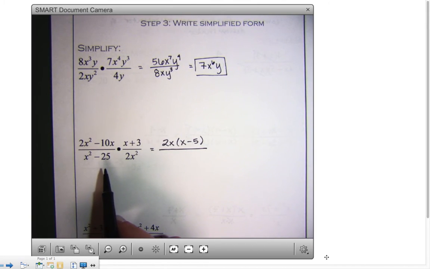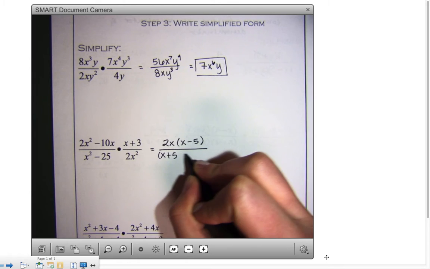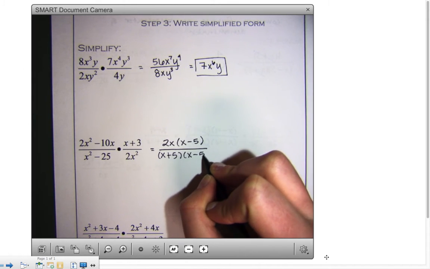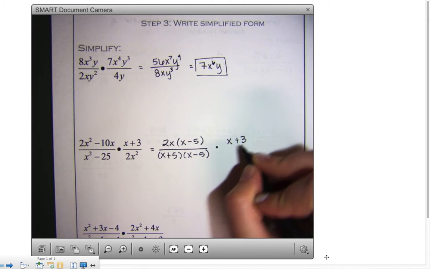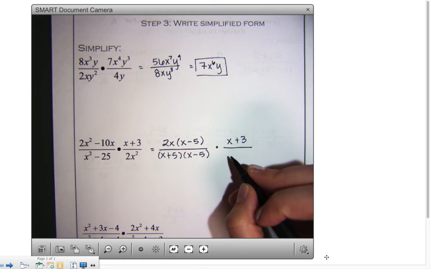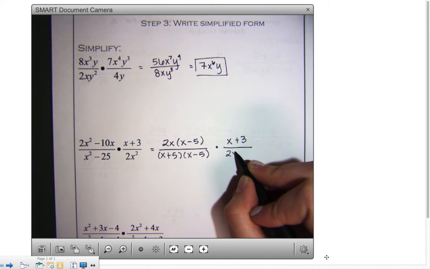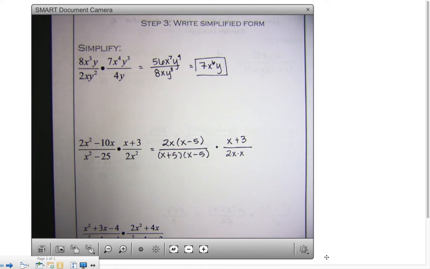X squared minus 25, that should look familiar to you. It's a difference of squares pattern. So that's going to factor into x plus 5, x minus 5. We'll just leave these as being multiplied for a second. Can't do anything with x plus 3. And then if you want to, you can write 2x squared as 2 times x times x. Sometimes writing it out like that just helps you see what can be canceled out a little bit easier.